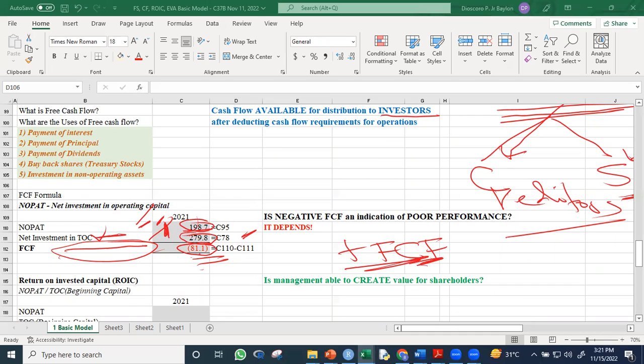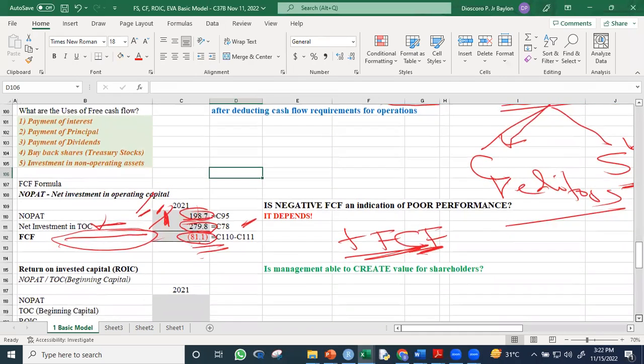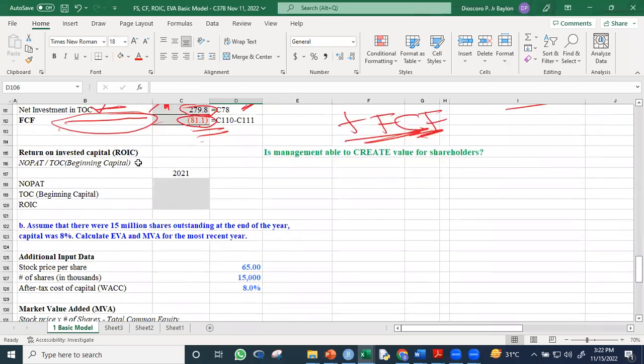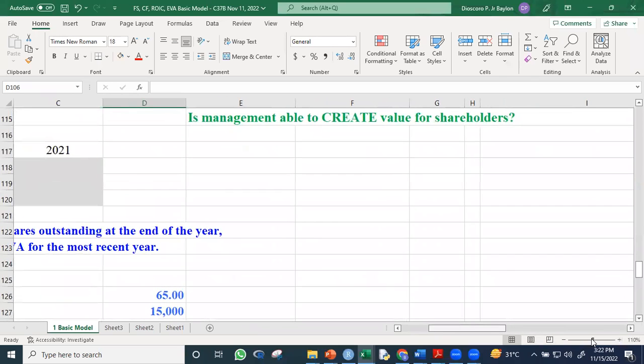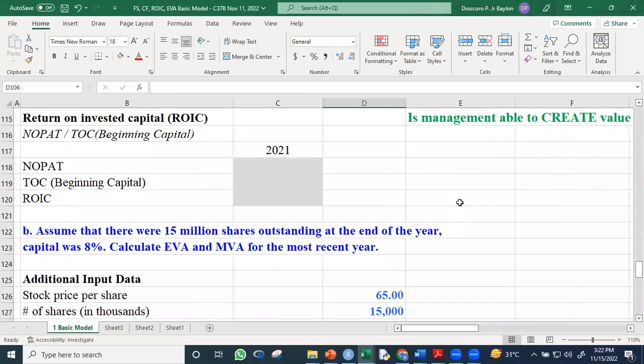All right, so let's go next to ROIC, return on invested capital. Sige, let's narrate a story so that we understand this ROIC. This is the story behind ROIC. At the beginning of the year, that's January 1, 2020.